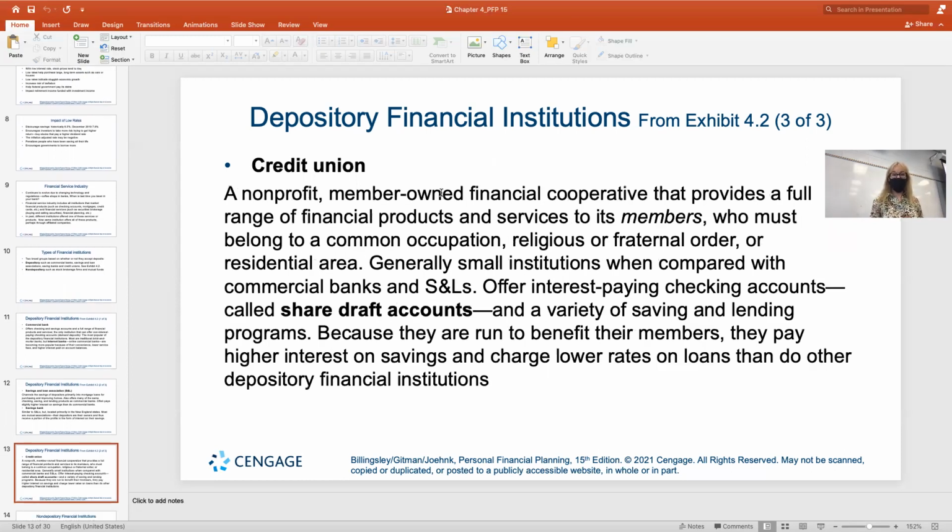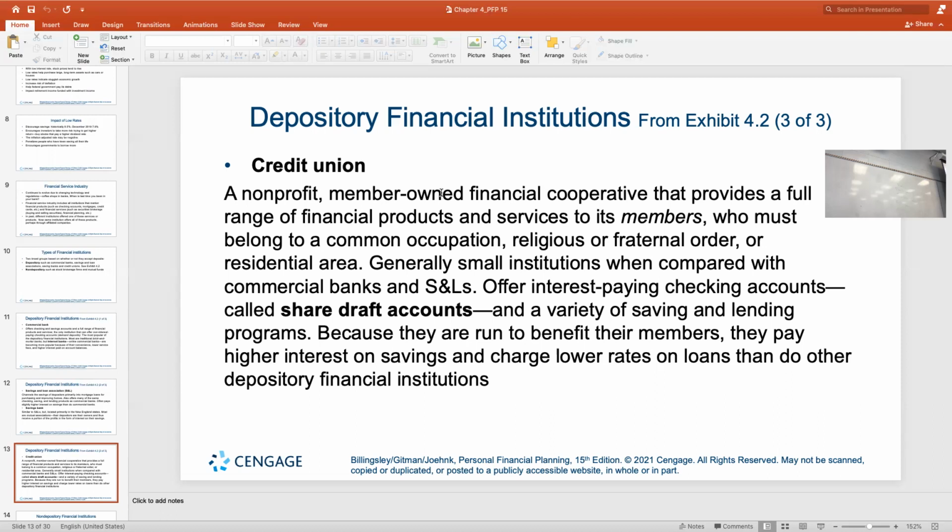This is what I really want to talk about though. Credit unions are awesome. A credit union is a nonprofit institution, and you have to belong to some kind of organization to be able to join. So if you've ever been in the military, Navy Federal Credit Union, or if you had a relative who was in the military. My dad was in the Navy. That's why I have Navy Federal Credit Union. I've had it since I was a teenager.